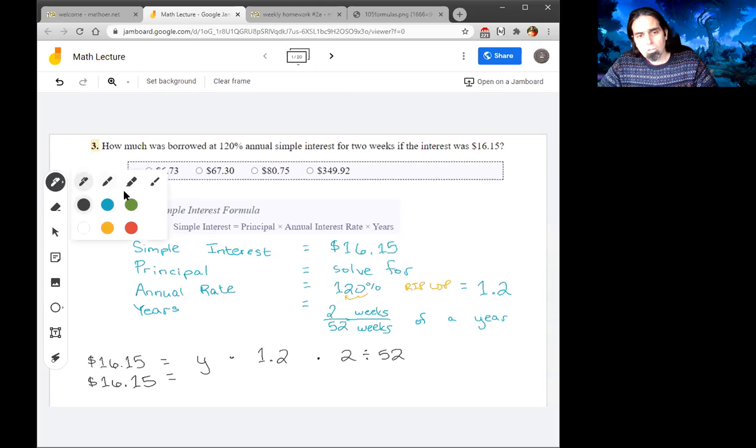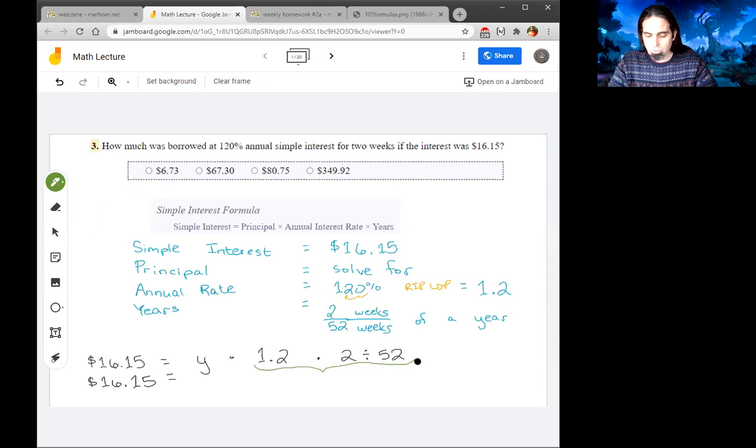I'm going to take all of this stuff and turn it just into one number. So 1.2 times 2 divided by 52. I'm getting 0.04615 and some other stuff, right?